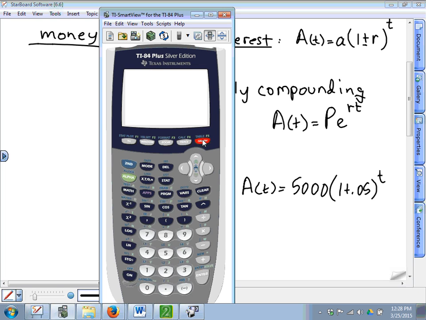Now hit graph. Let's see what this bad boy looks like. Oh boy, I'm getting nothing. Hopefully you've got something. Yeah, it just said out of window. Huh.